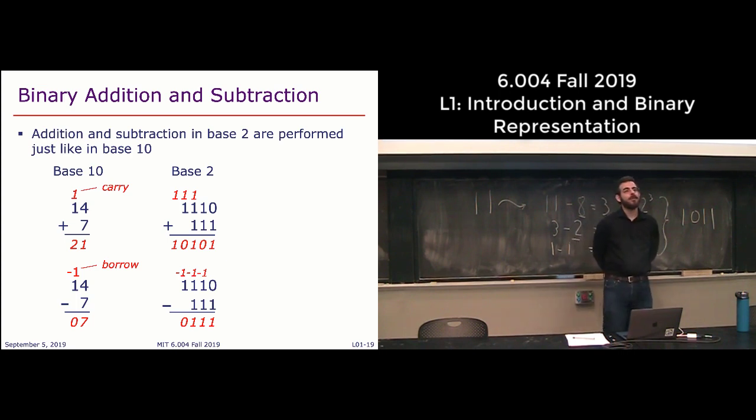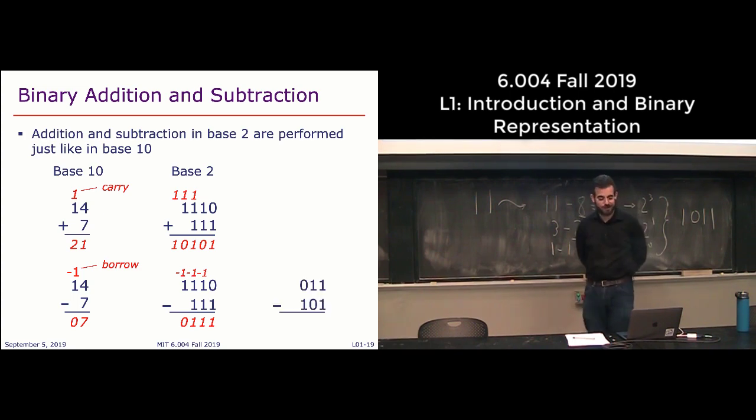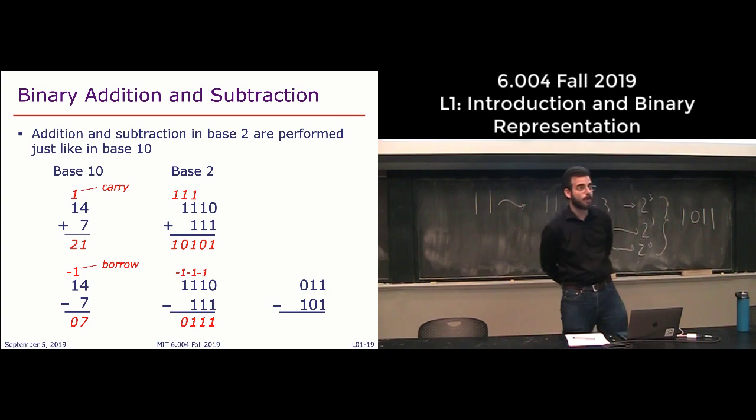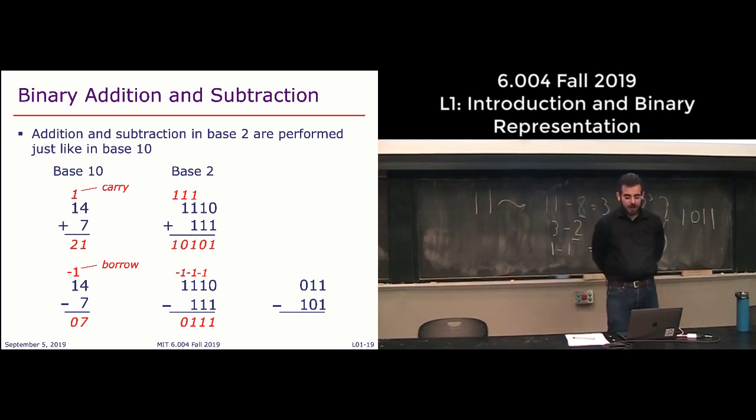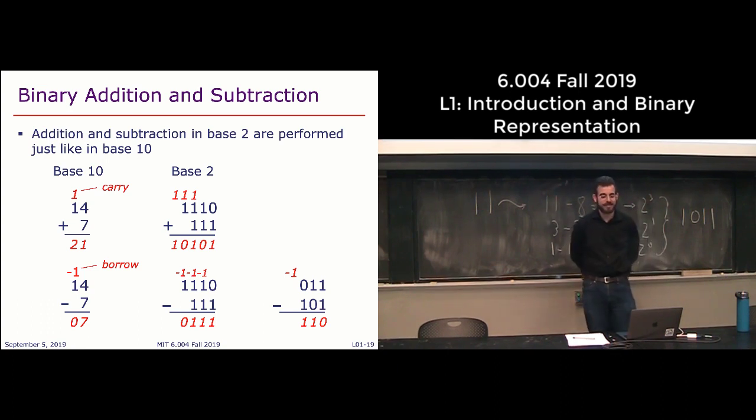Okay. But we've only been talking about positive integers, right? So let's do a slightly more interesting case and subtract these two numbers. So this is 3 minus 5, right? 0, 1, 1 minus 1, 0, 1. So 1 minus 1, 0. 1 minus 0, 1. 0 minus 1, 1. And then we have a minus 1 here, which is going to show up as 1, 1, 1. And we can keep going forever putting 1s.